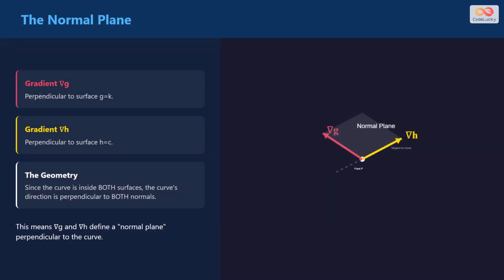To understand the math, we need to look at the geometry of the gradients. We know that the gradient of g is perpendicular to the surface g equals k. Similarly, the gradient of h is perpendicular to the surface h equals c. Since our intersection curve lies within both surfaces, the direction of the curve is perpendicular to both of these gradient vectors. These two gradients, del g and del h, form a plane that is normal or perpendicular to the curve.